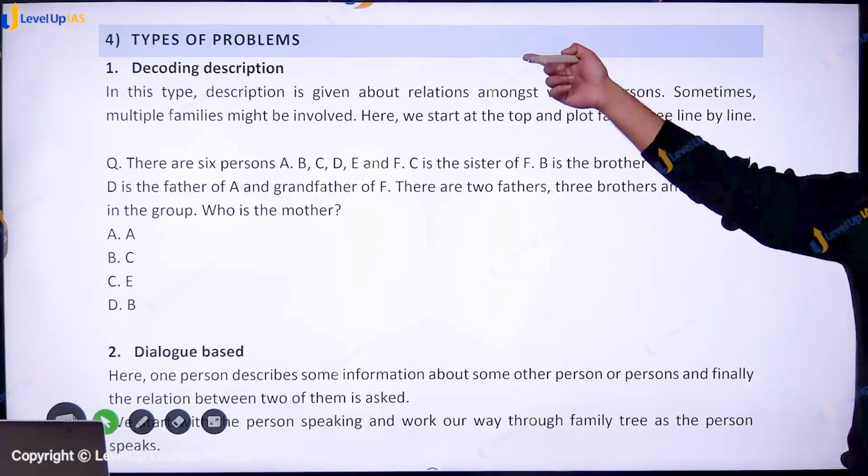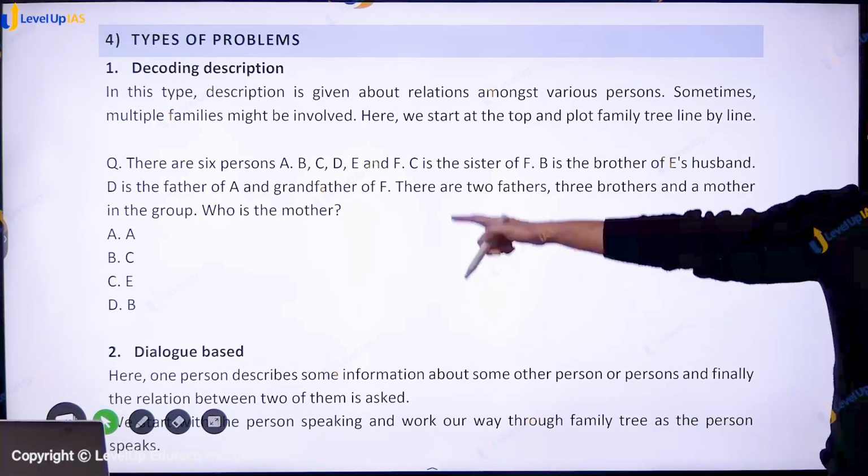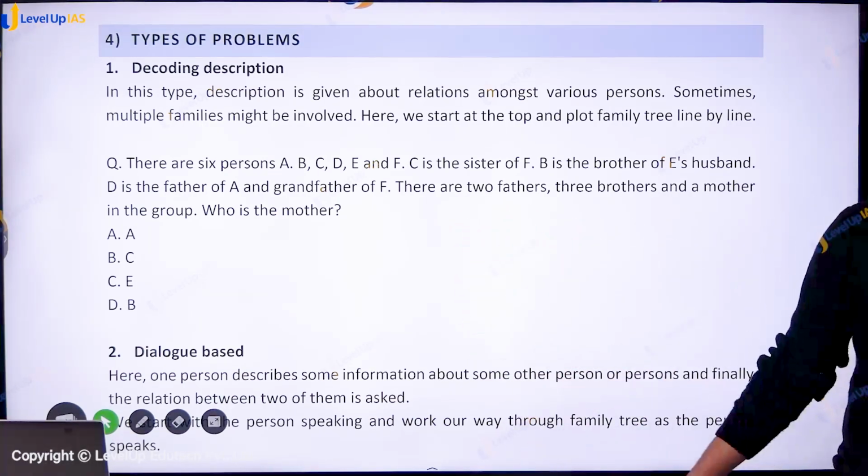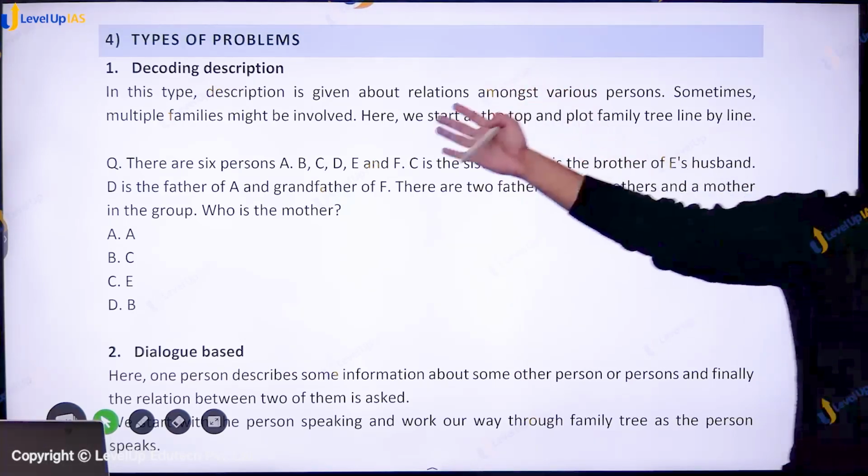ये जो last family tree था ना, उसी पे best question है. Who is the mother? Answer would be E. अभी family tree draw किया हमने. The question. This is the first type of question.